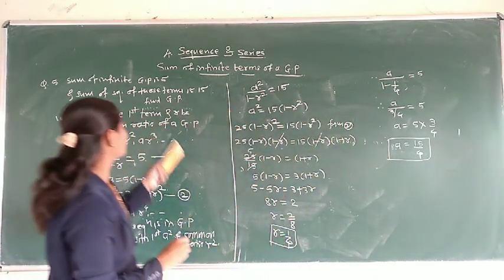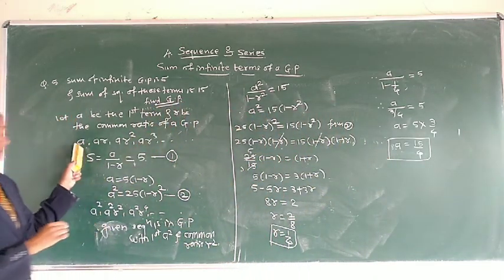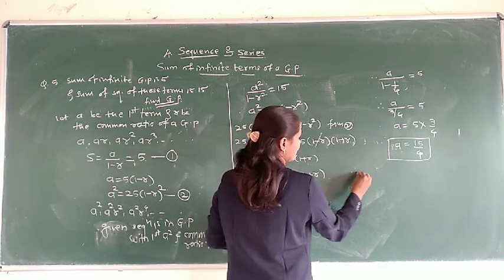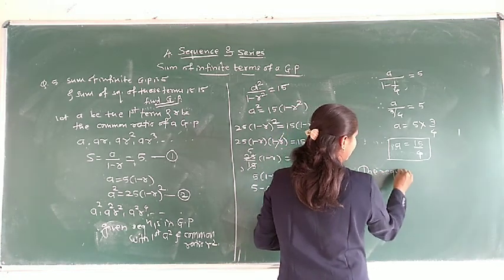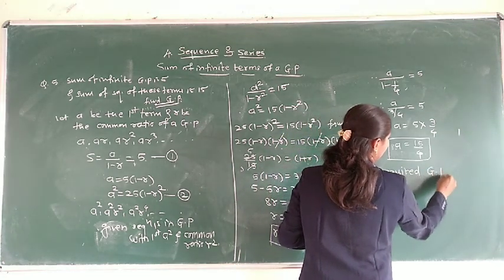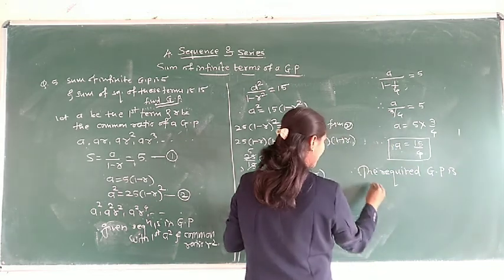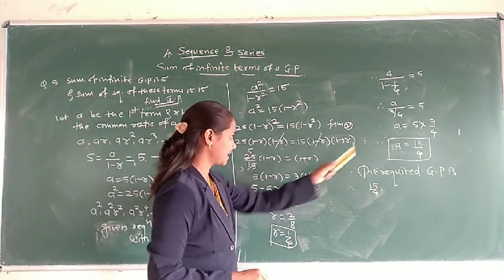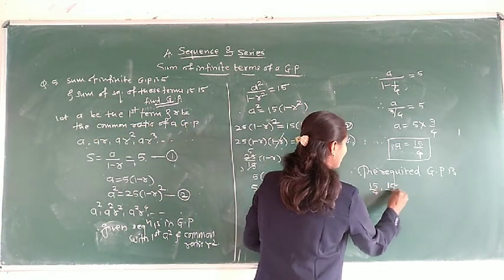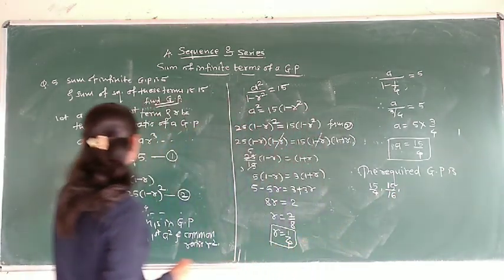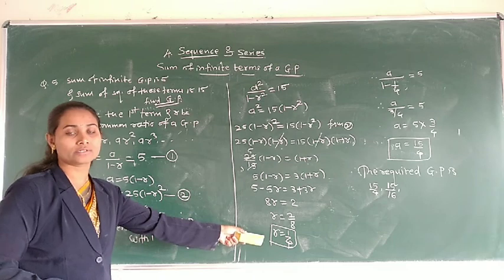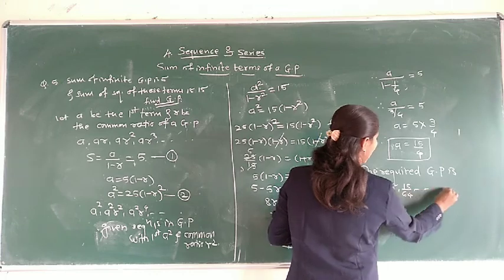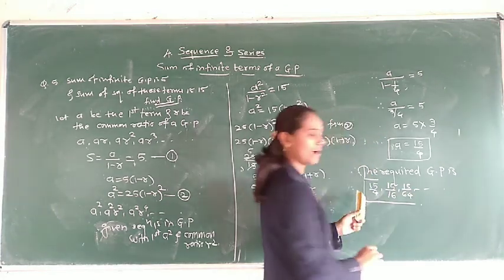Here in this question we have to find a GP. This GP we have to form: A, AR, AR square. So the required GP is first A. What is A? 15 by 4. Then second A into R, 15 by 4 into 1 by 4, that is 15 upon 16. Next A into R square, R square is 1 by 16, so 15 upon 64 and so on. So this is our required GP.